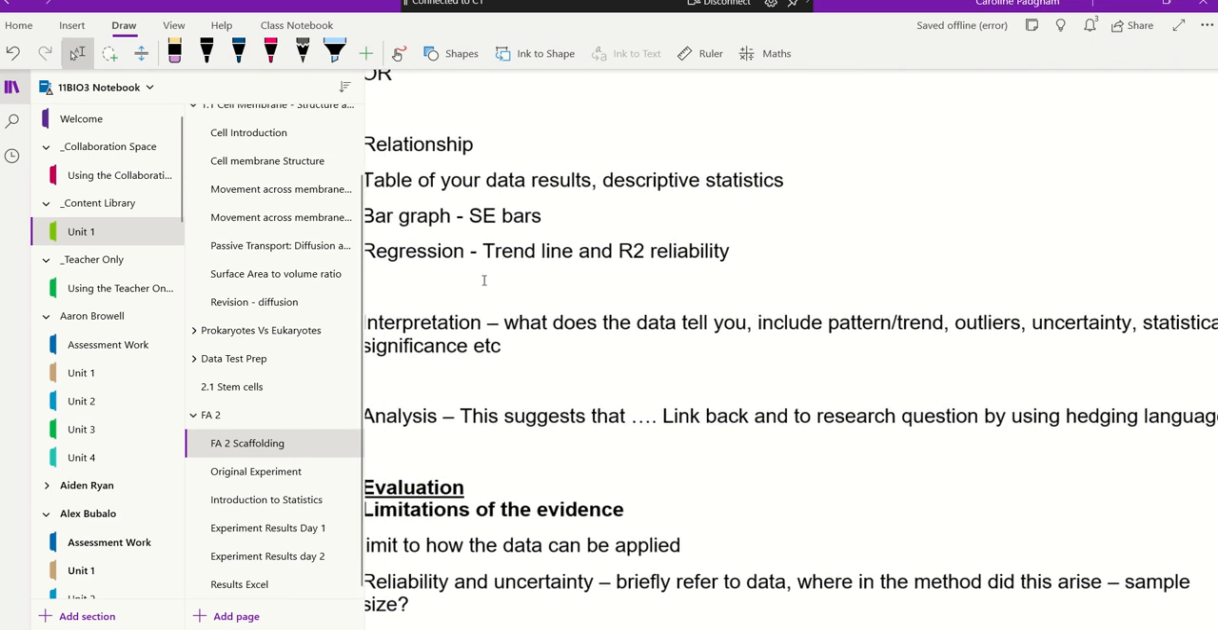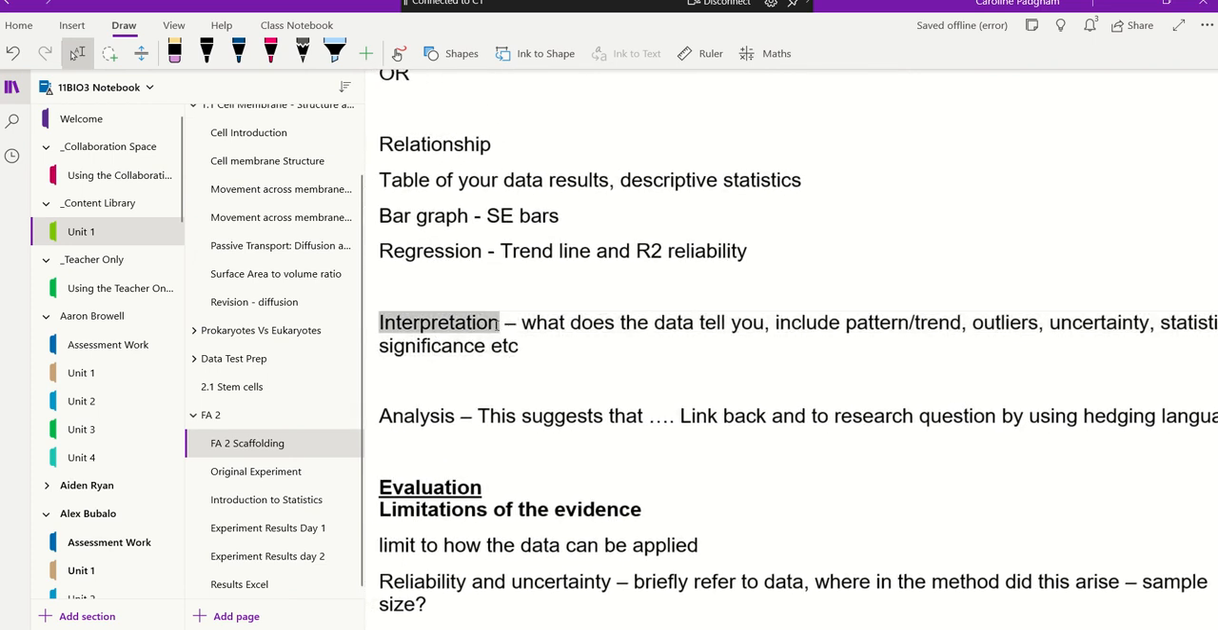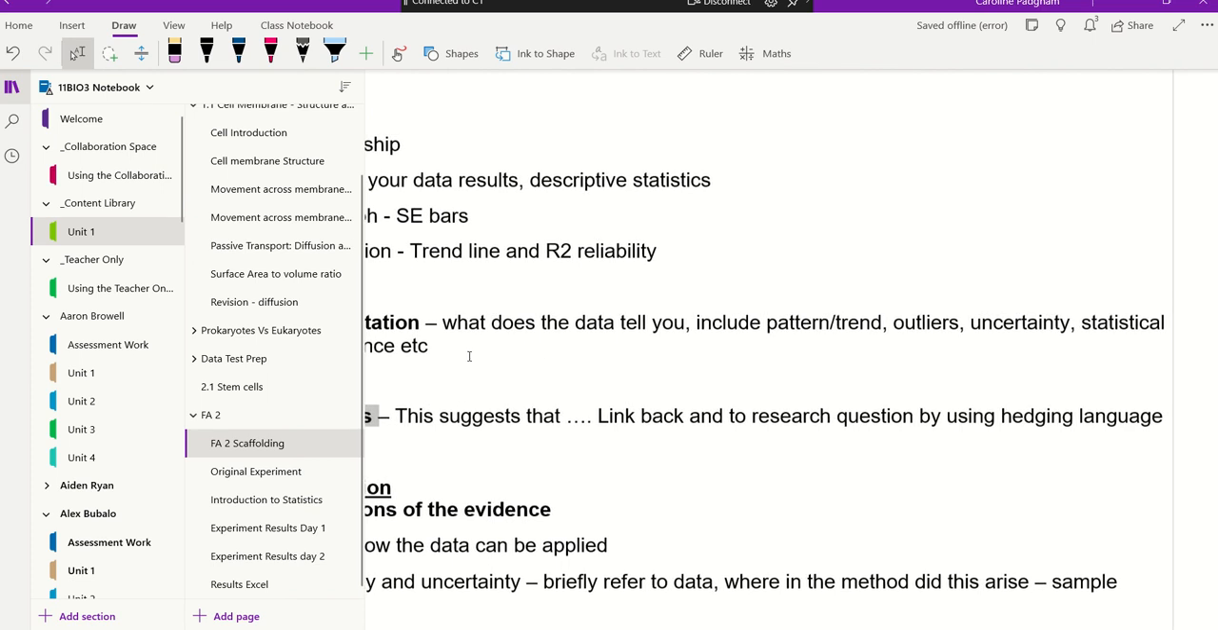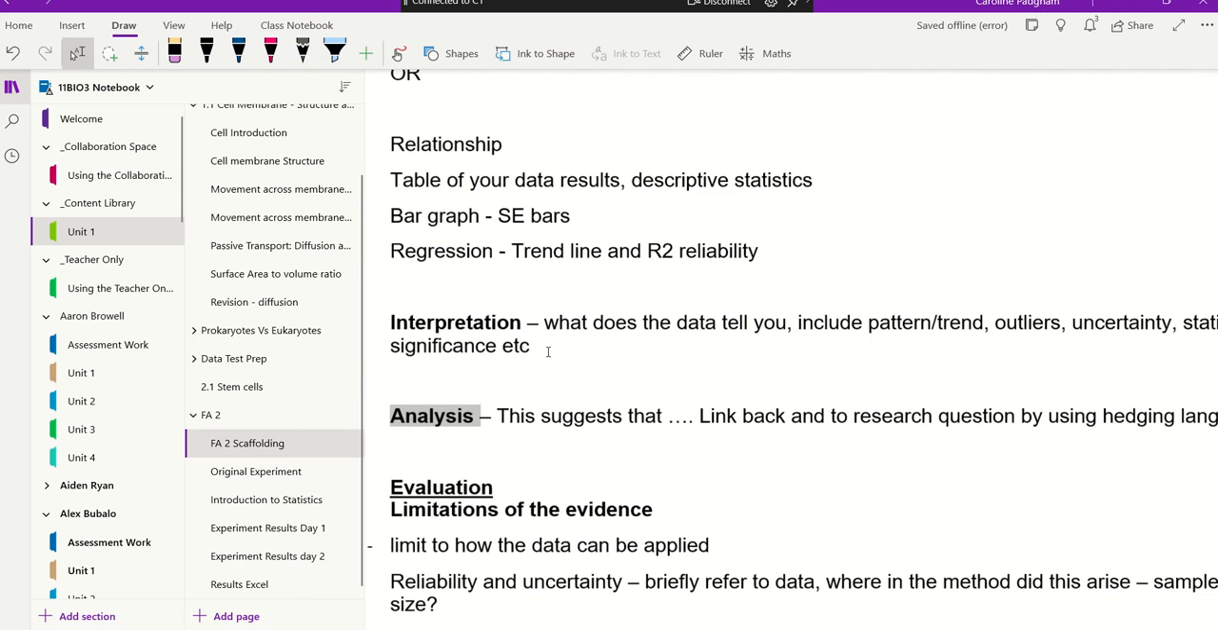Interpretation is, now, this is where everyone stuffs it up. Interpretation is what does the data tell you? Analysis is link it back to your research question. So, in interpretation, you're literally saying, what's the pattern? What's the trends? What's the outliers? What's the uncertainty? What's the statistical significance? Is it significant or not? Analysis is, this suggests that there is a relationship between blah, blah, blah, and blah, blah, blah. The positive slope indicates that as this increases, it increases. That's where you actually talk about what does it mean.